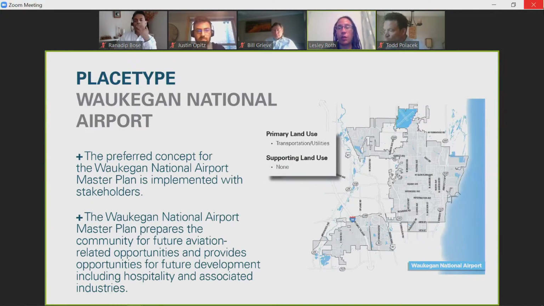The Waukegan National Airport recently completed a master plan, and this is another incredible attribute of the city. The preferred concept is being evaluated now and implemented with stakeholders in the city of Waukegan. This area represents a lot of opportunity for continued growth and development using airport resources. This is a transportation and utilities asset, and the master plan for the airport also really specifically is sensitive to adjacent residential areas.